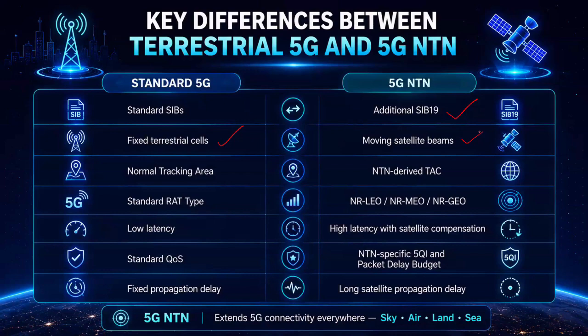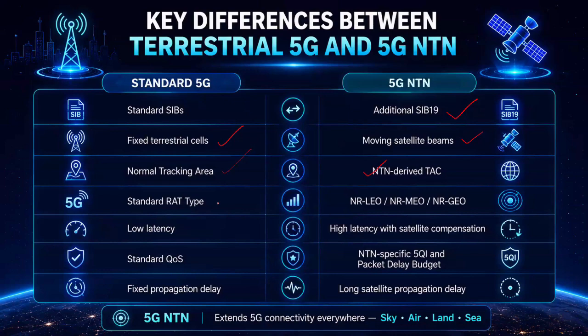In case of TN, we have a normal tracking area, but in NTN we have NTN-derived tracking area codes. In NTN, tracking areas are dynamically derived based on satellite beam location and user position. Because satellite coverage constantly changes, the network generates the tracking area differently than in TN. We'll discuss that in detail as well.